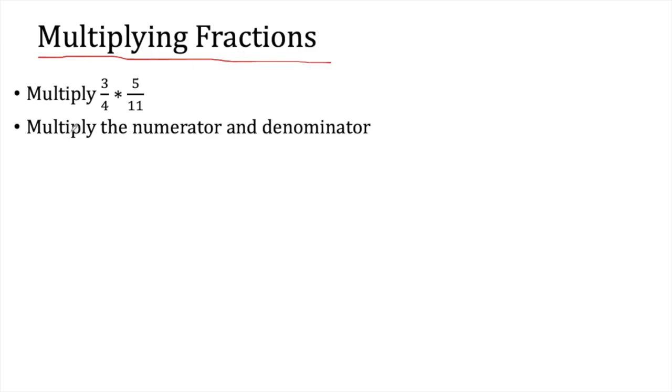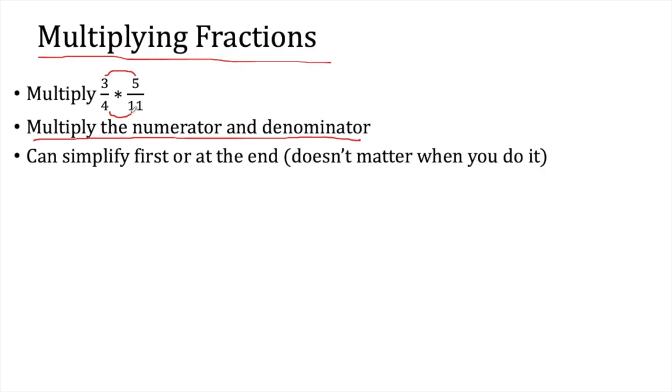Since all you have to do is multiply the two numerators and multiply the two denominators, and that's how you multiply fractions. So you would multiply 3 with 5 and 4 with 11. Many times you may get large numbers, and sometimes you'll see that you can actually simplify the fraction, and we'll be doing that in another example.